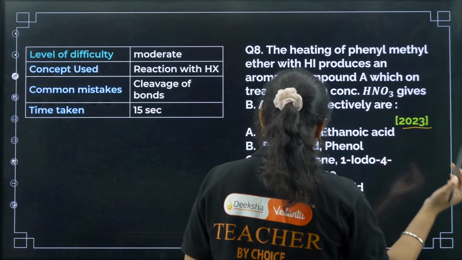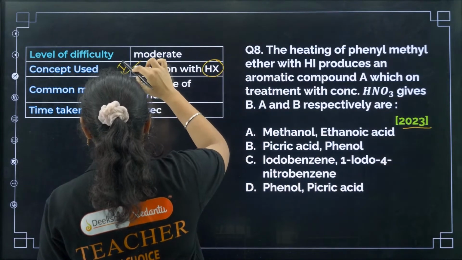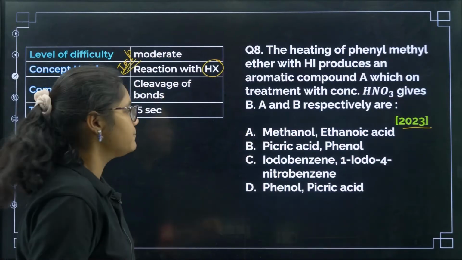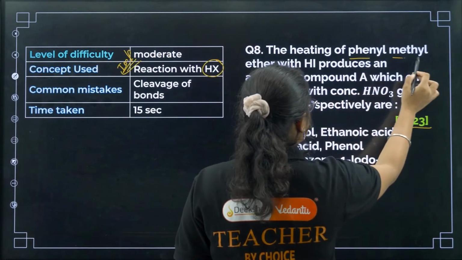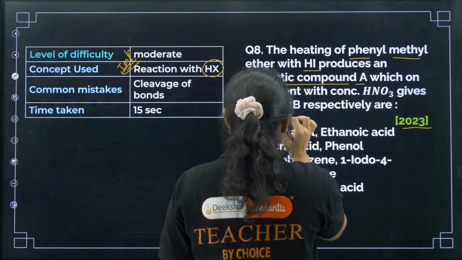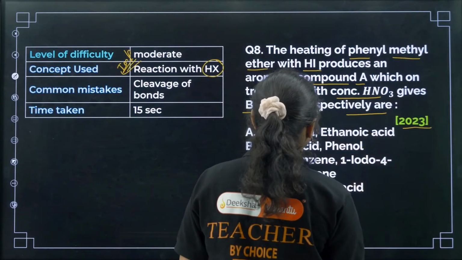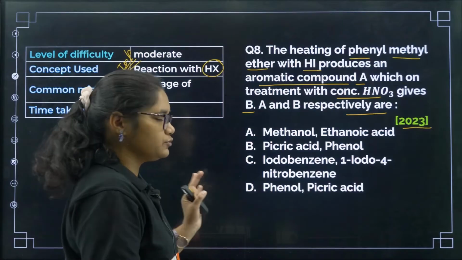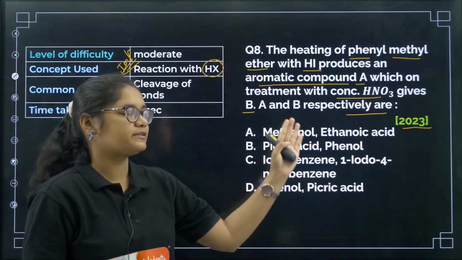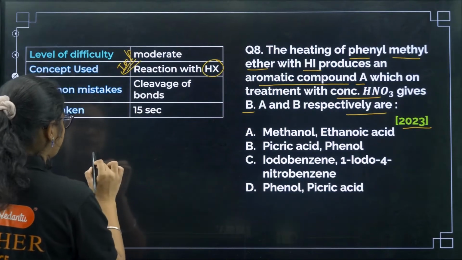Question was again asked in 2023. So reaction with HX, this is a super important topic, very important topic. You should know how the bond will cleave. Okay, so the heating of phenyl methyl ether with HI produces an aromatic compound A, which on treatment with concentrated HNO3 gives B. A and B respectively are. So very tricky question. You should know the reactions of ethers as well as reactions of phenol to solve this question correctly. Okay, so now if you see, we have phenyl methyl ether, right?